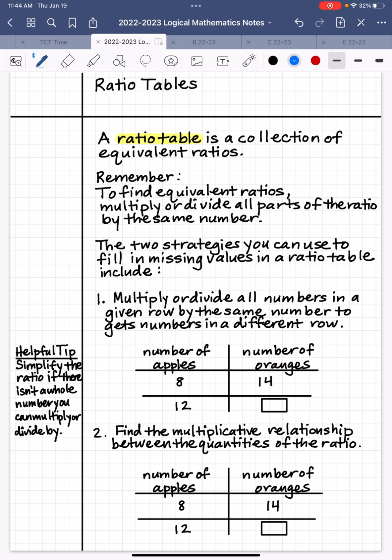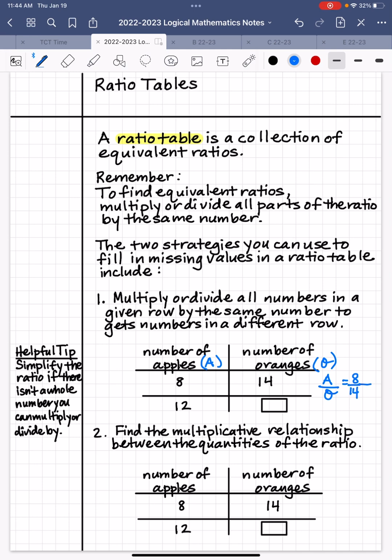Before we do that, let's come up with a symbol for apples. I'll come up with A, and oranges is going to be O. What I'm going to do now is put A to O off to the side, and I'm going to give a row that's complete. So what number of apples do I know to oranges? 8 to 14. So I write that over here, 8 to 14.